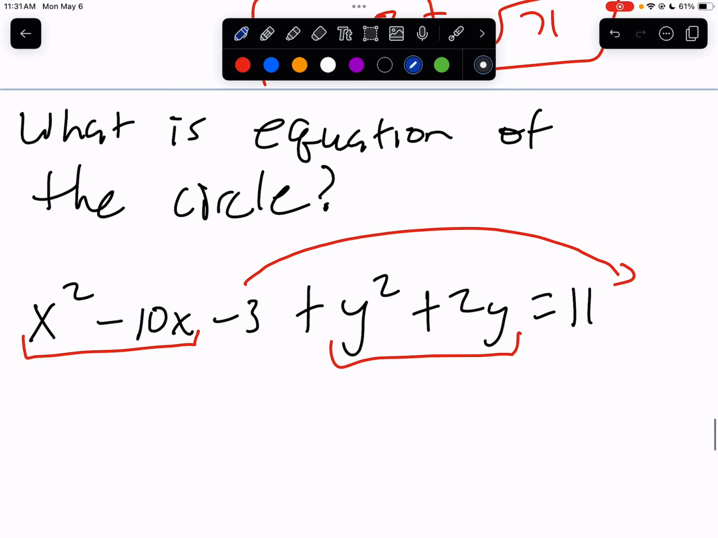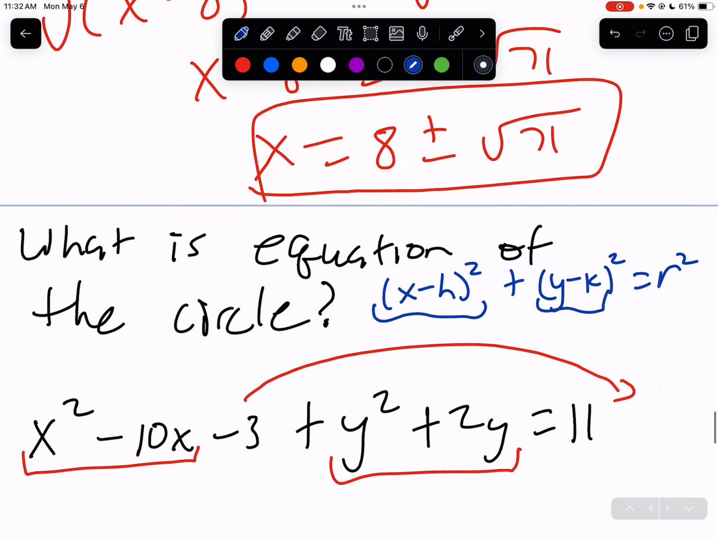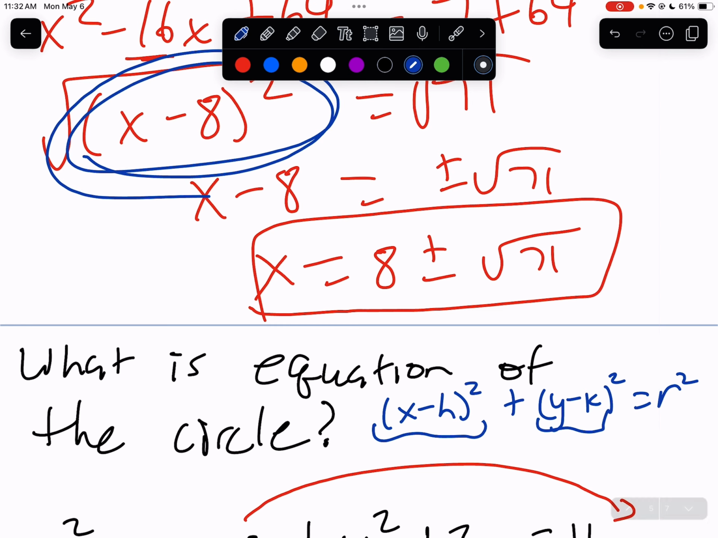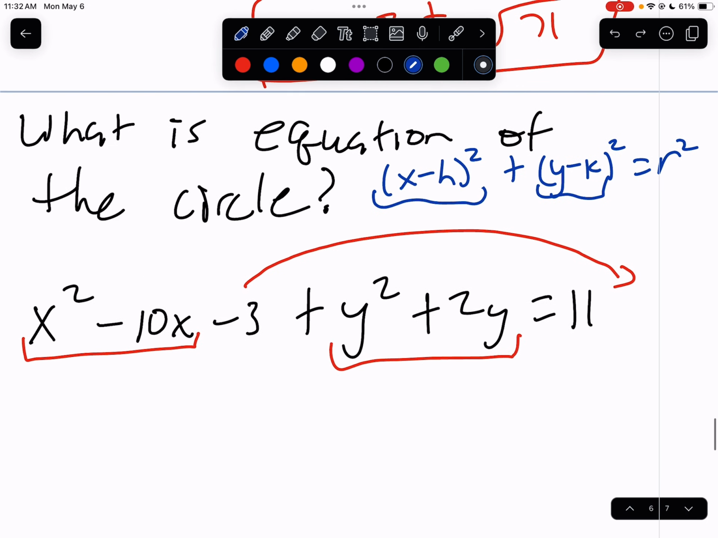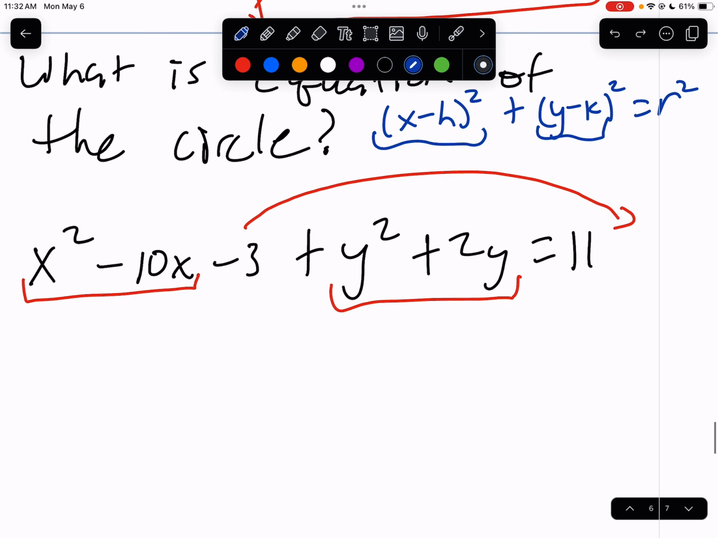Remember that the equation of a circle is x minus h squared. That's a perfect square. Plus y minus k squared. That's a perfect square. Equals the radius squared. So this is the format we want it in, right? Like we want it to look like this. That's why we have this skill. It's why we're teaching it. So what do we do?